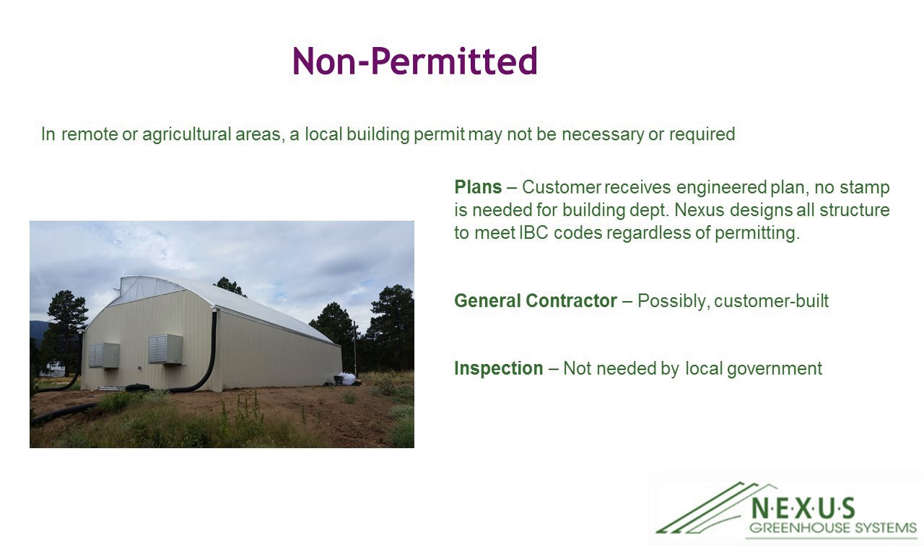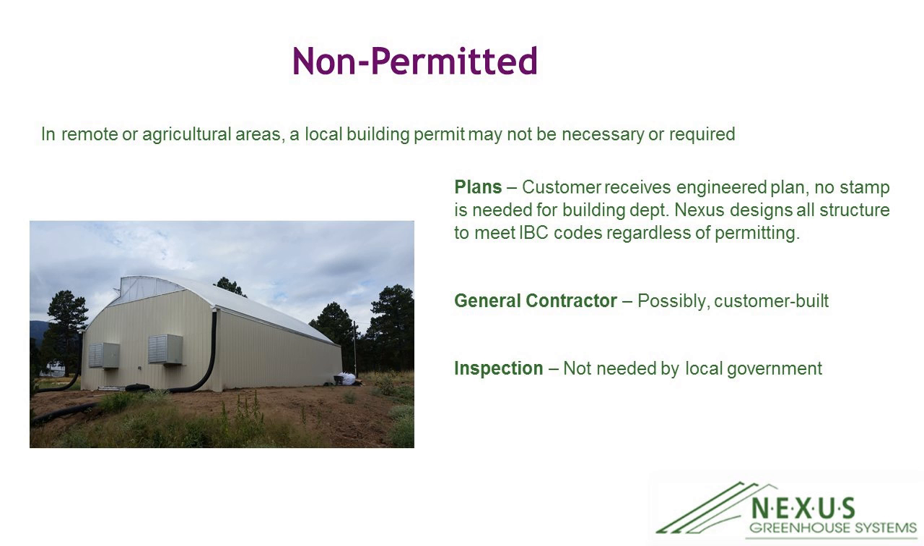Plans: customers will receive engineered plans, but no stamp is necessarily needed for the building department. Nexus designs all of our structures to meet the IBC, International Building Codes, regardless of permitting. General contractors, possibly the customer, could build it, with no inspection needed by local government.